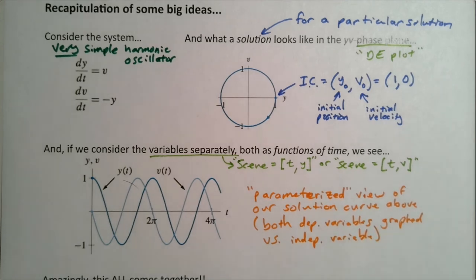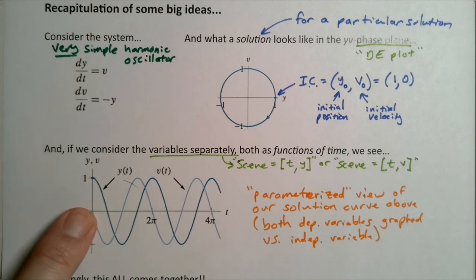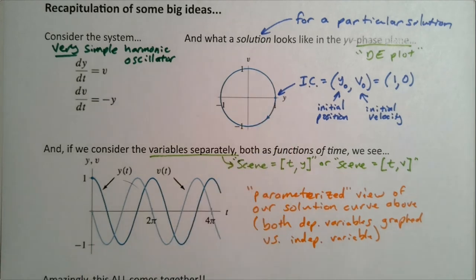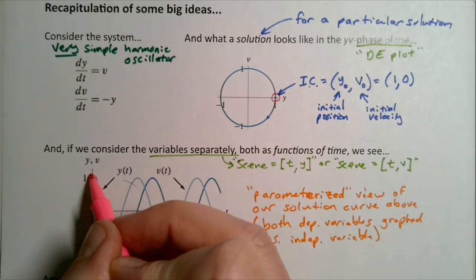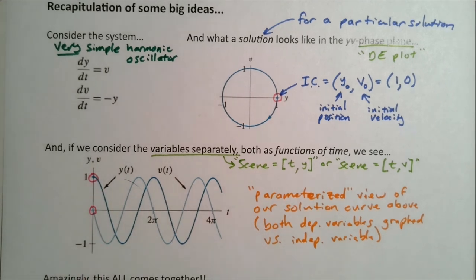So let's take a look at what this might look like. Just to make sure we see, the initial position is 1, and the initial velocity is 0, and that's when t equals 0. So you can see that this really does represent the exact same location. This location on our graph up here, this initial condition right here, we can see in these two places, here and here. So let's take a look at what we're able to do in Maple.